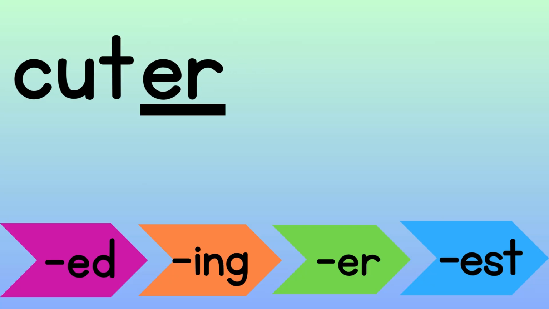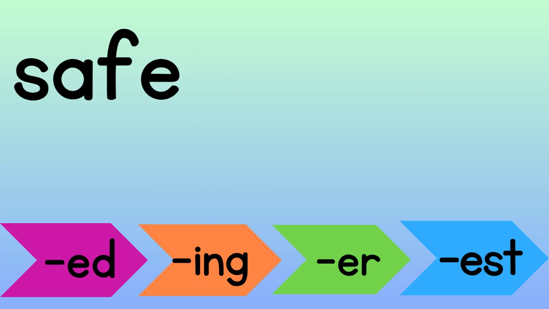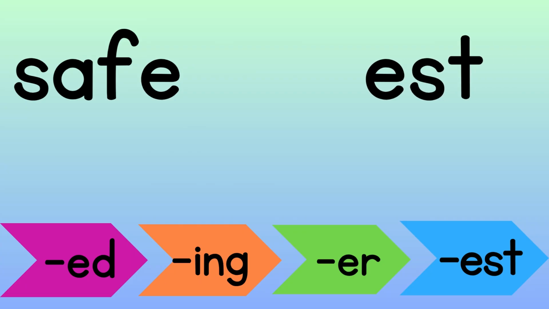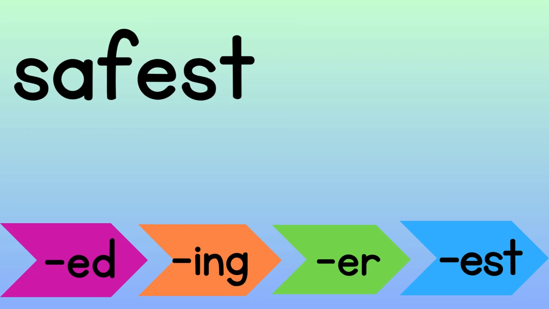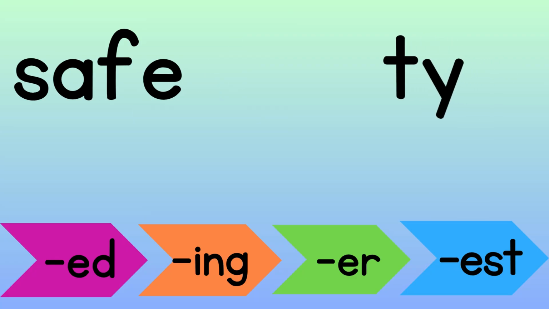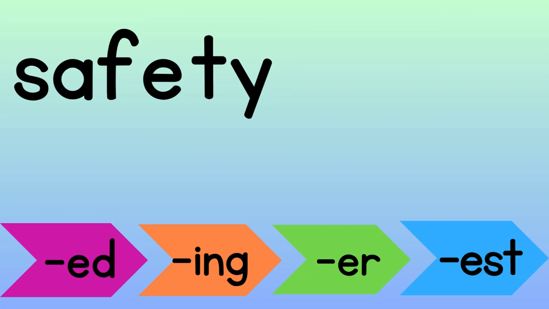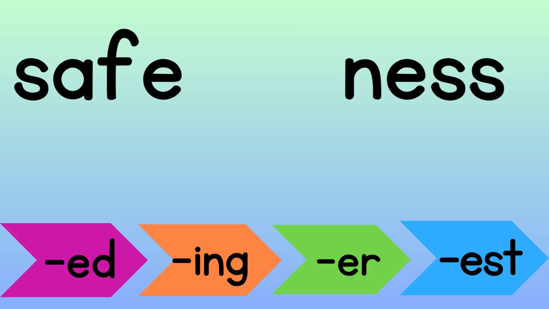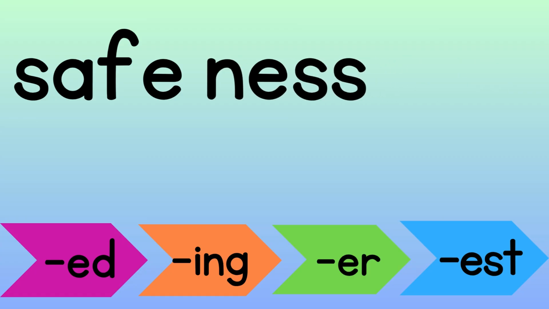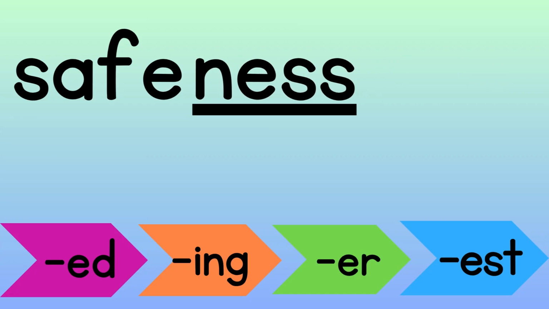Cuter. Let's make safe into safest. Drop that silent E and then add est. Now again, this is only with vowel suffixes. If we add a consonant suffix such as ty to make it safety, we would not drop the E and it would look like this. Or if we added ness to safe, we would keep that E and safeness would look like this.